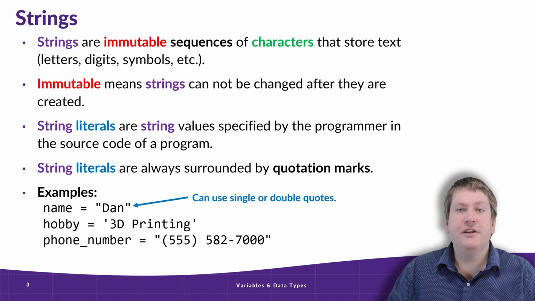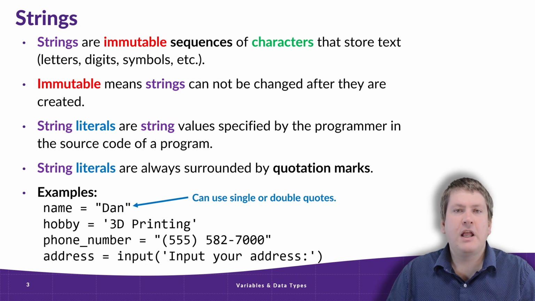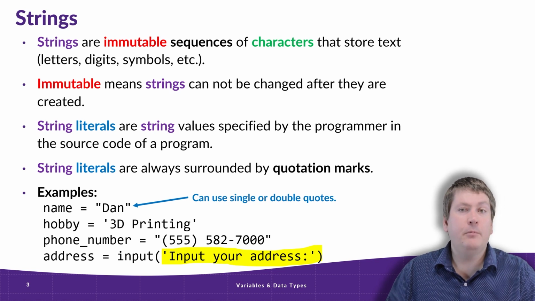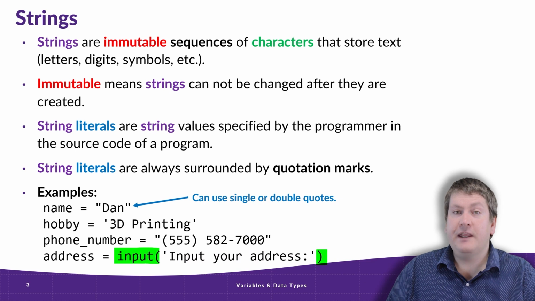Next, we have a double-quoted string literal that contains a phone number. The last example is a bit more interesting, as there's actually two strings here. The first is the string literal that is passed to the input function. This is the text that's displayed to the user to prompt them to provide input. The second string is not a literal, but a value returned by the input function, which is the value input by the user that's eventually going to be assigned to the address variable here.